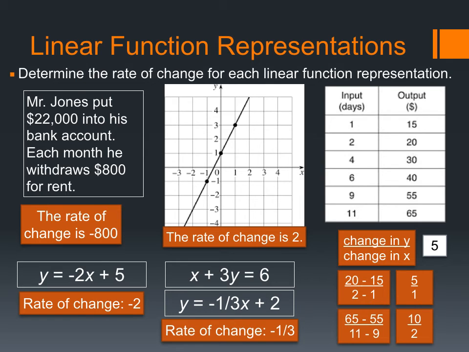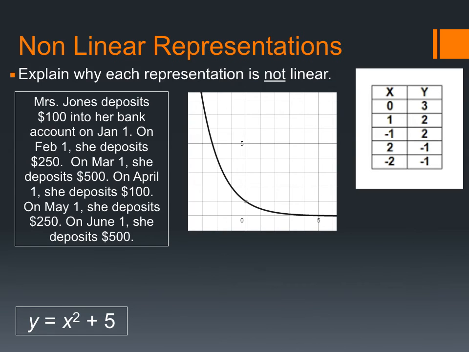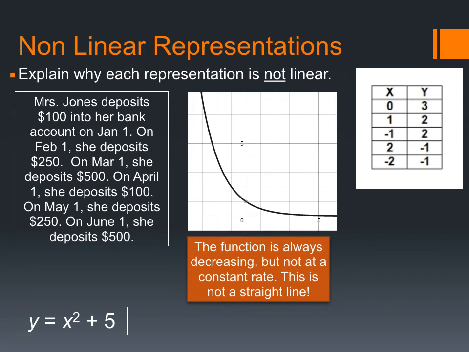All right, we have a summary slide just to put it all together. First we should look at our non-linear representations. Each of these is non-linear. Let's see if we can find out why. You can tell the graph is the easiest one, right? It is always decreasing, but not at a constant rate. It's not a straight line.